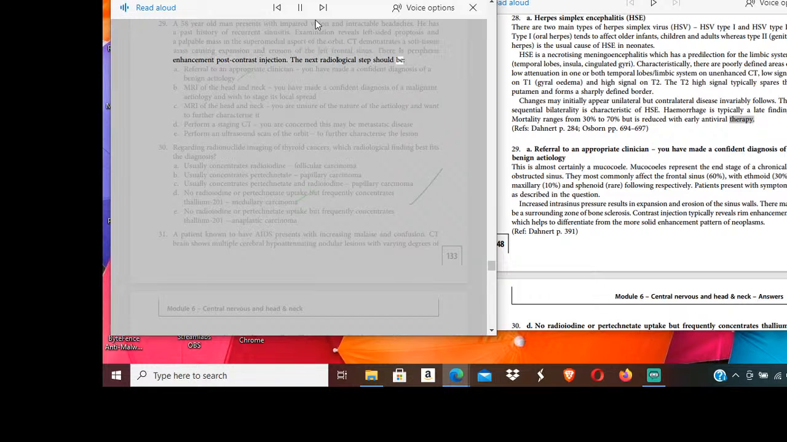The next radiological step should be: A. Referral to an appropriate clinician. You have made a confident diagnosis of a benign etiology. B. MRI of the head.